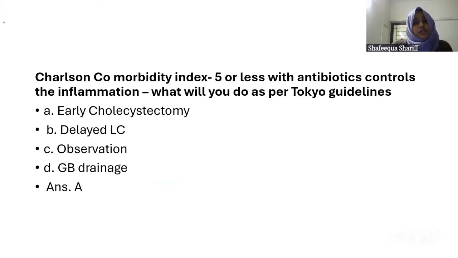This new term has been introduced in the 28th edition, that is the Charlson's Comorbidity Index. It has multiple parameters, and a score greater than 5 indicates severe disease. In this question, it's asked that the Charlson's Comorbidity Index is less than 5 and antibiotics control the inflammation. According to the Tokyo guidelines, what will you do? The answer is early cholecystectomy, because the morbidity index, that is the performance score, is better and the morbidity index is less, so you can plan for an early cholecystectomy.